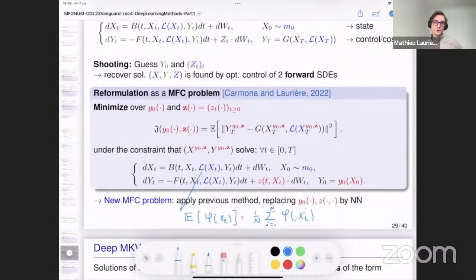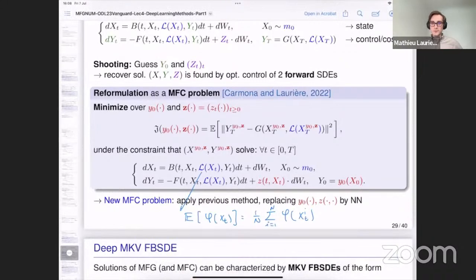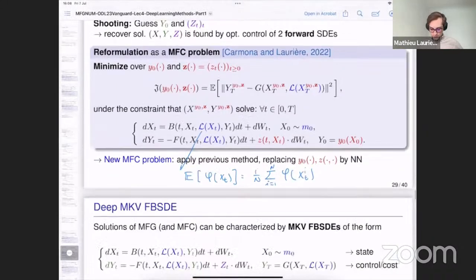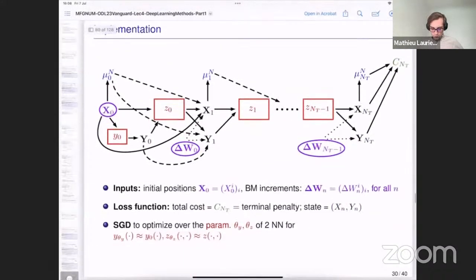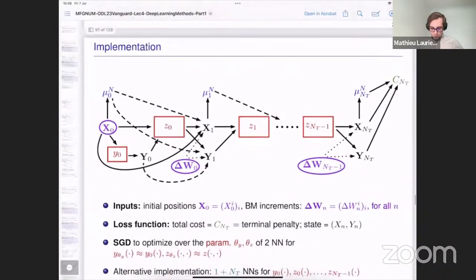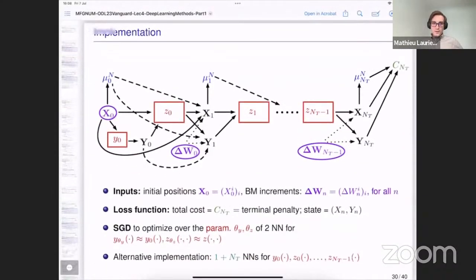Of course, if you have a very complicated dependence on the law of x, then maybe you want to use other techniques than just an empirical distribution. But for now, I will stick to this in this presentation. So this was a summary of the method.